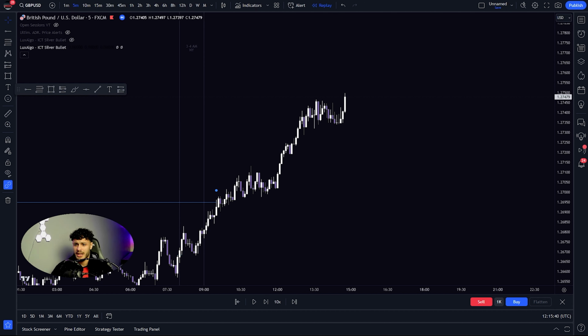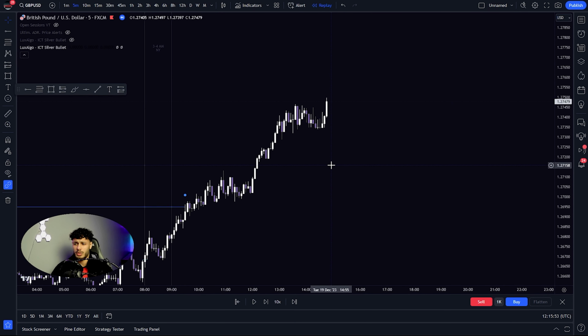So for me, the silver bullet strategy essentially has worked the best on GU. I know a lot of people look at it on US 30 and NAS 100, but I don't really trade indices that much. Maybe it might change in 2024, we'll see. But that's what I look for.